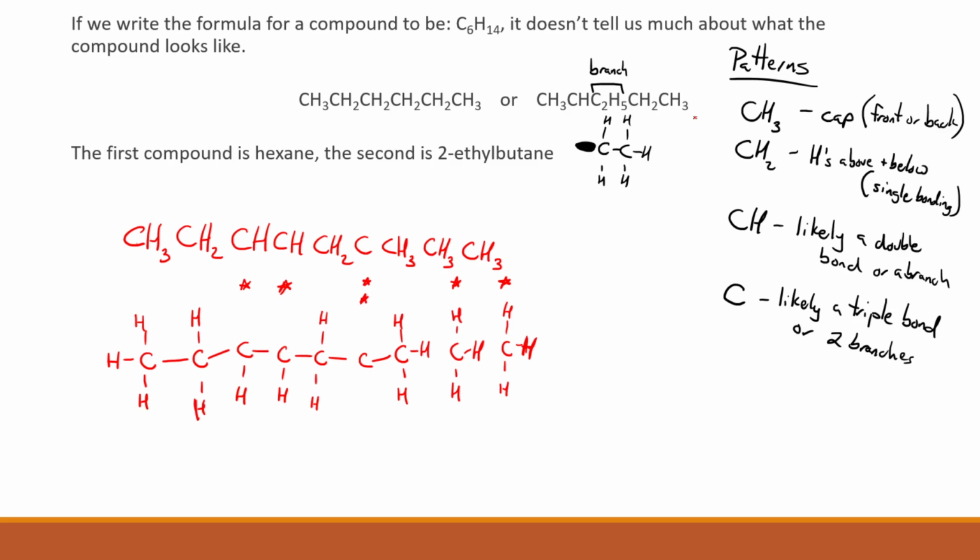If we look at our patterns of things we know, CHs are likely a double bond or a branch. They didn't mention any branches over here. So this is going to be a double bond, and that makes both of these happy. A C is likely a triple bond, or 2 branches. But I can't triple bond to this carbon. I can't triple bond to this carbon. So it's not going to be a triple bond, it's going to be 2 branches. Oh, look at that. We got stuff that needs branches. So we're going to connect these 2 things here. One below. And that makes this happy. All right, we moved that. And this goes up top.